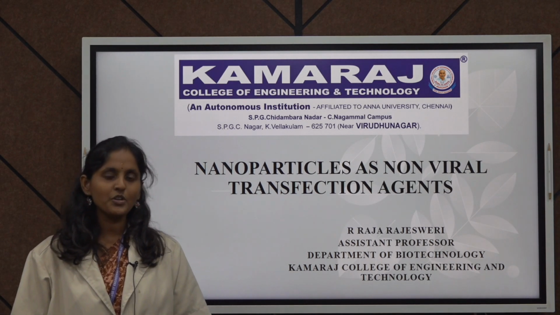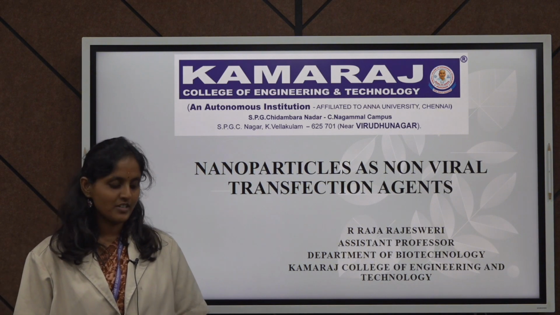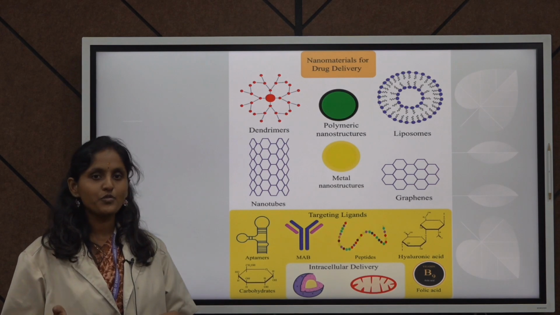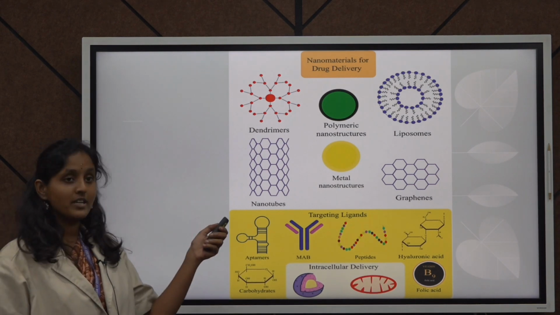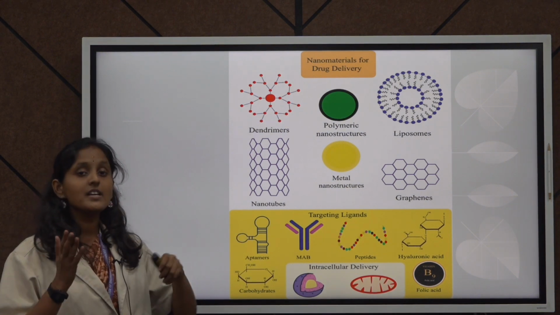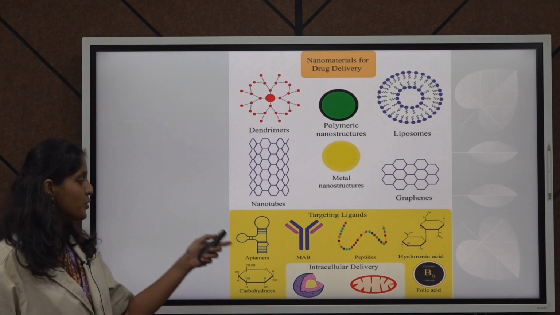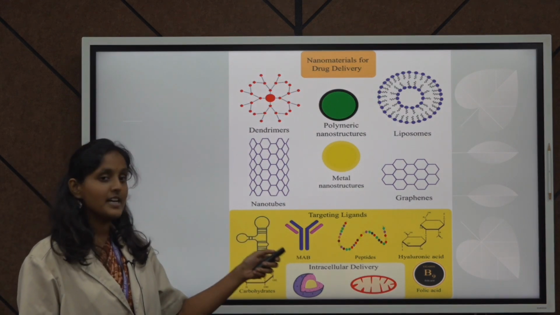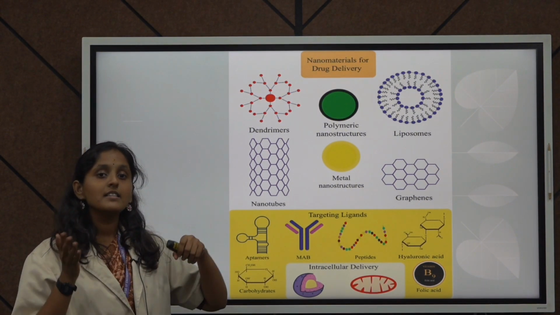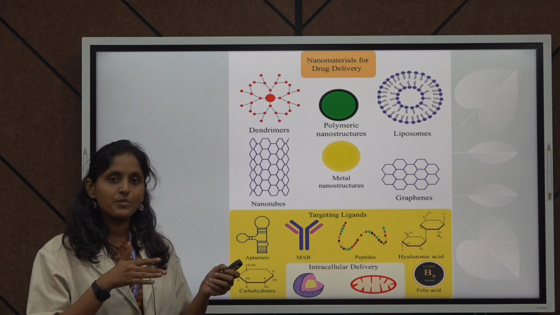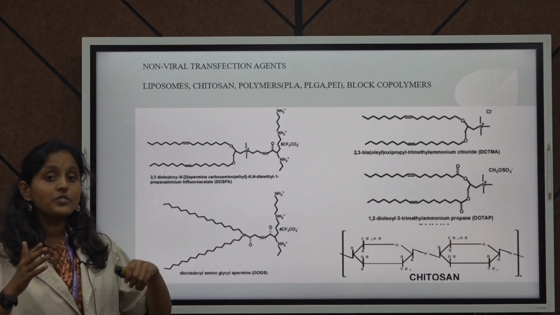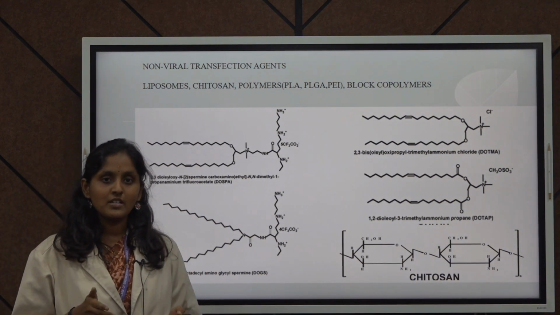Today we are going to see about nanoparticles that could be used as non-viral transfection agents. So basically there are many types of nanomaterials that could be used for drug delivery like dendrimers, polymeric nanostructures, liposomes, graphenes, metal nanostructures and nanotubes, where some of the targeting ligands like aptamers, monoclonal antibodies, peptides, hyaluronic acid, folic acid and carbohydrates could be integrated into these nanomaterials, and the drug of interest or the genetic material of interest will also be integrated, facilitating intracellular delivery. So there are some of the materials that could be used as non-viral transfection agents.